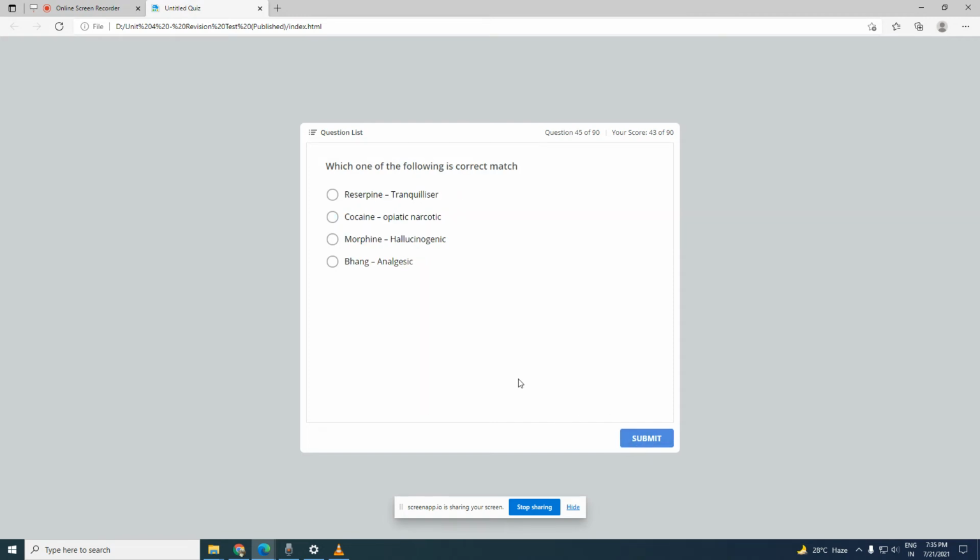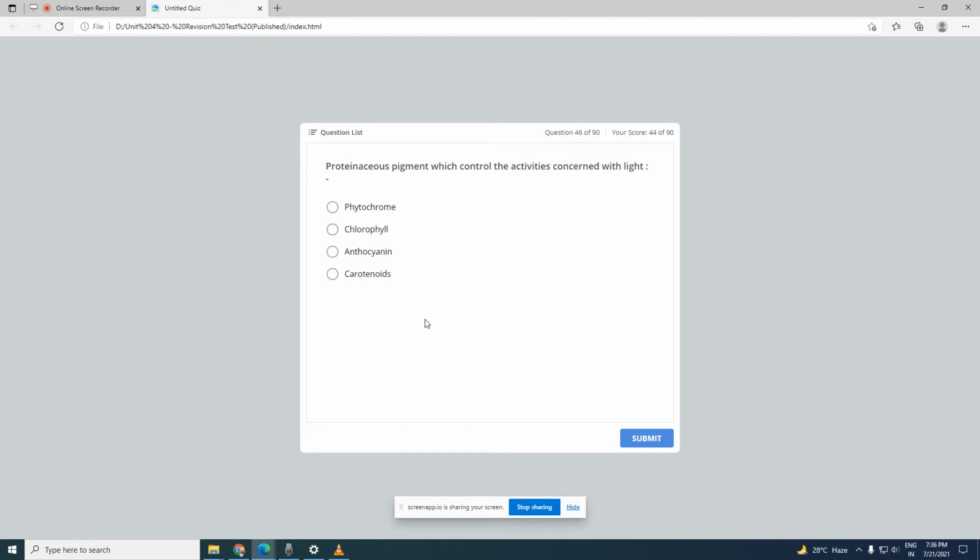So let's go to the 45th question. Which one of the following is the correct match? Reserpine tranquilizer, cocaine opioid narcotic, morphine hallucinogenic, bank analgesic. Which is the right answer? For the 45th question, the right answer is option A, reserpine tranquilizer. Next question.